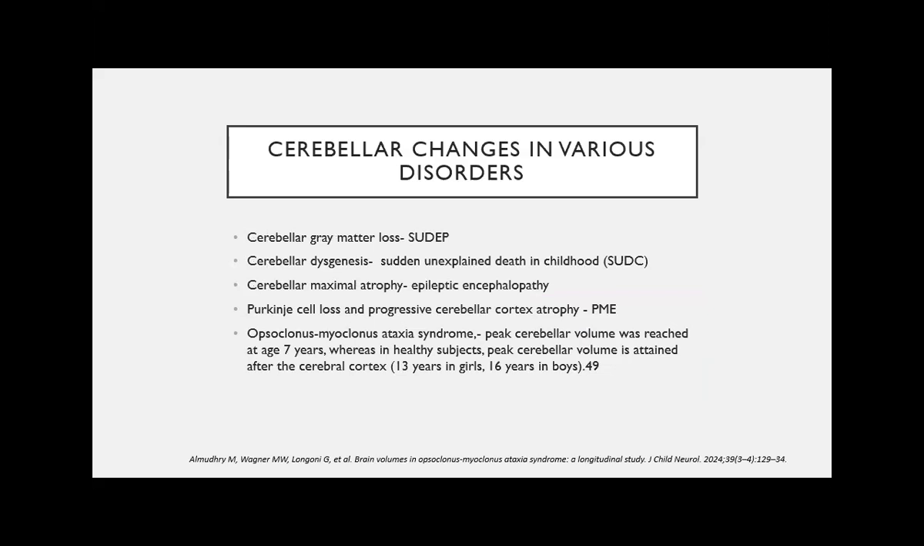In various disorders of the cerebellum, there can be various histopathological changes. Gray matter loss has been reported in SUDEP. Cerebellar dysgenesis has been observed in sudden unexplained death in childhood. Maximal cerebellar atrophy has been seen in epileptic encephalopathy. Purkinje cell loss and progressive cerebellar cortex atrophy have been seen in progressive myoclonic epilepsies. And in patients with opsoclonus myoclonus ataxia syndrome, it was found that peak cerebellar volume was attained earlier than in normal subjects, that is, at 7 years when compared to 13 or 16 years in normal subjects.